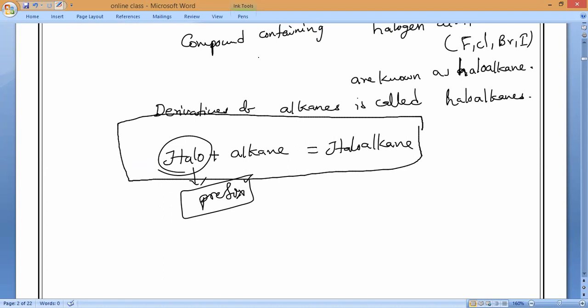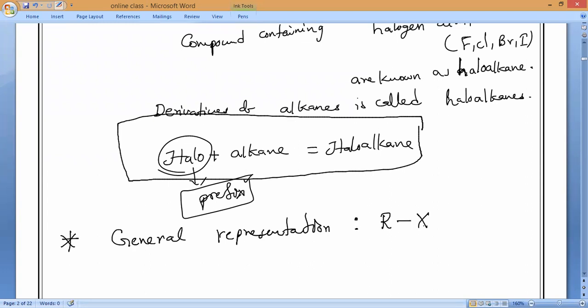So for this haloalkane, the functional group will come at the last carbon or first carbon, everybody, never in the middle, only at the last carbon. That is what you have to remember. The general representation of this one, all of you remember, is R bond X.